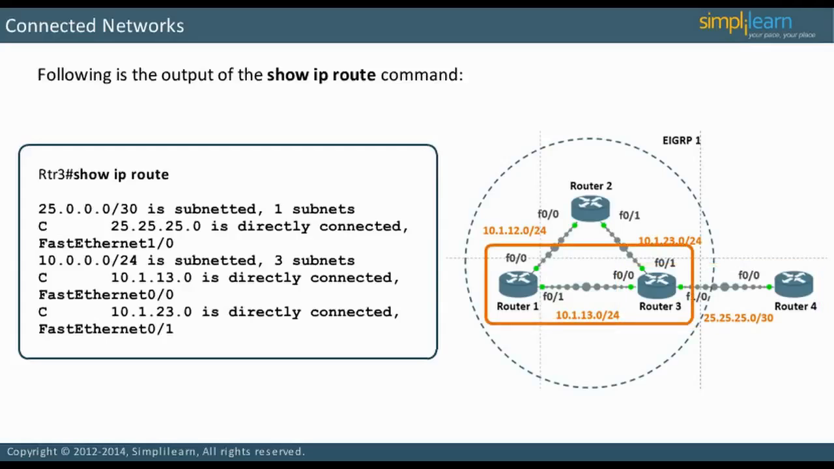Now we have two routes under the 10 network. These are 10.1.13.0/24, which has an outgoing interface of FA00, and 10.1.23.0/24, which has an outgoing interface of FA01. Note there is no route to the network 10.1.12.0/24 in the routing table. Without static or dynamic routing, RTR3 does not know how to get to a destination in that network.